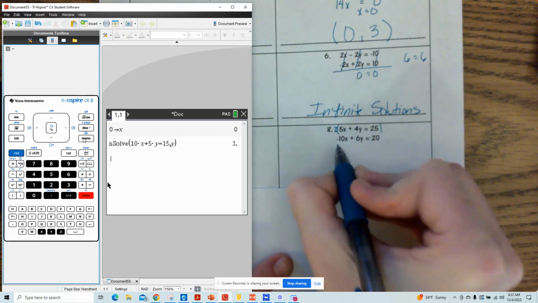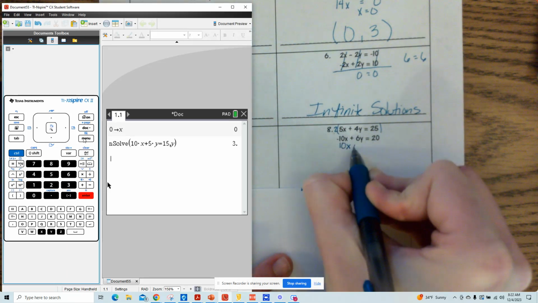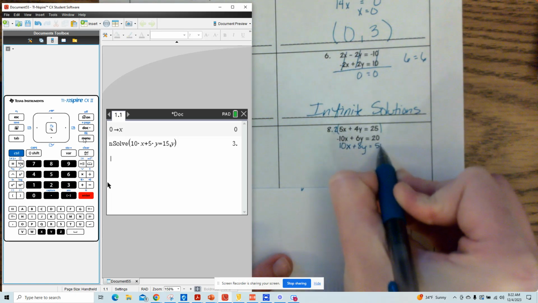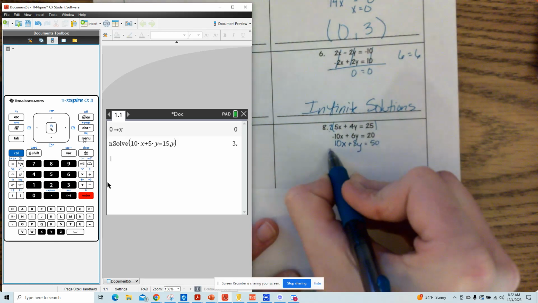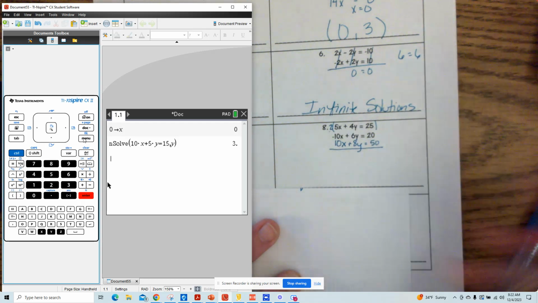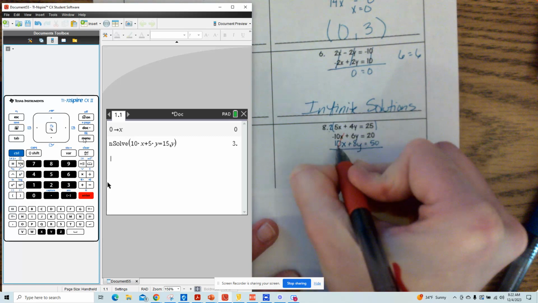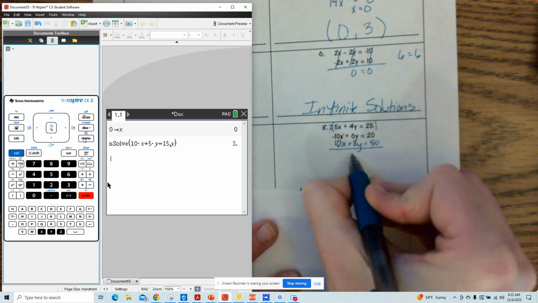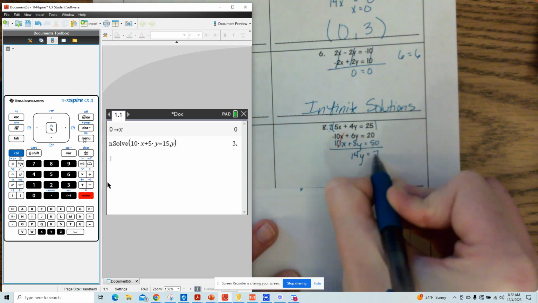So 2 times 5x is 10x. 2 times 4y is 8y. 2 times 25 is 50. As long as I do it to the whole equation, I can manipulate and change things that way. So now I have something that'll cancel out. Negative 10x and positive 10x. Those will cancel each other. 6 plus 8 is 14. 20 plus 50 is 70.